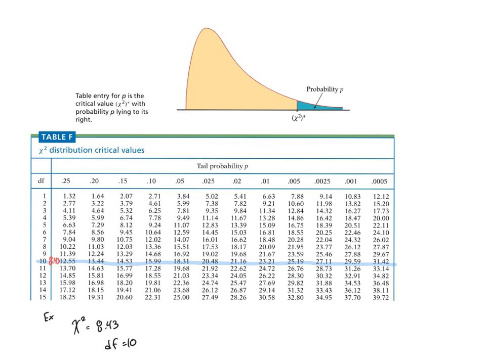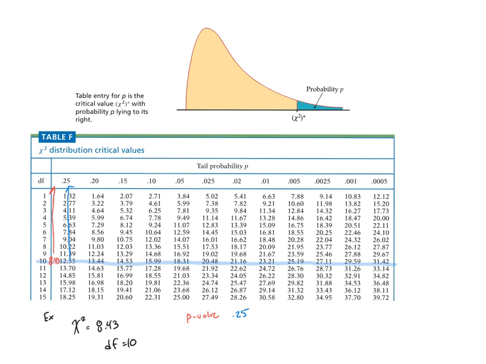That is, the smallest value on this table is 12.55, so 8.43 would be on the left of that. Next thing I'm going to do is go ahead and trace these to the top. So trace that to the top, trace that to the top, and what this tells me is my p-value would be on the left side of 0.25.